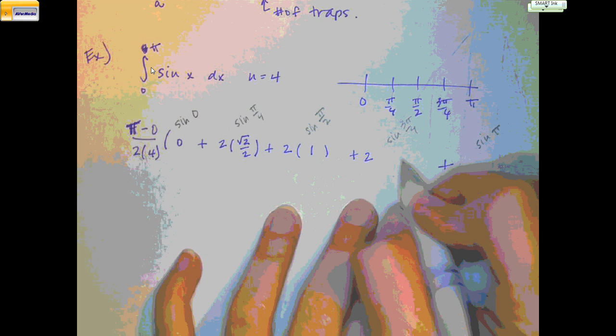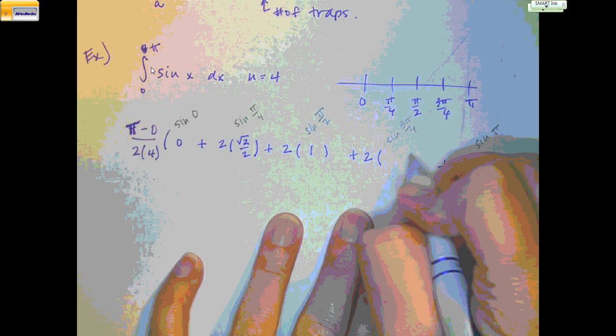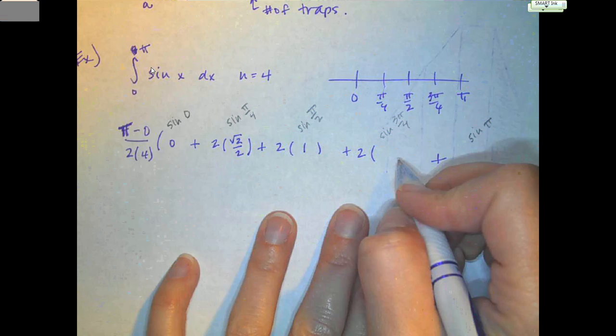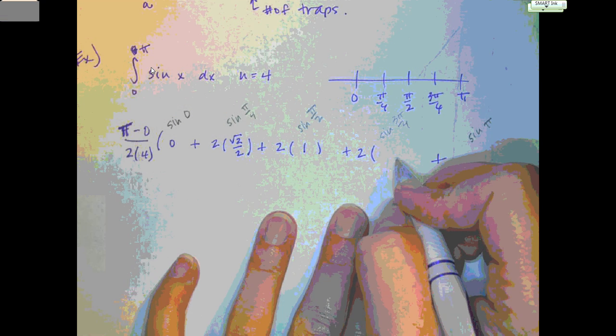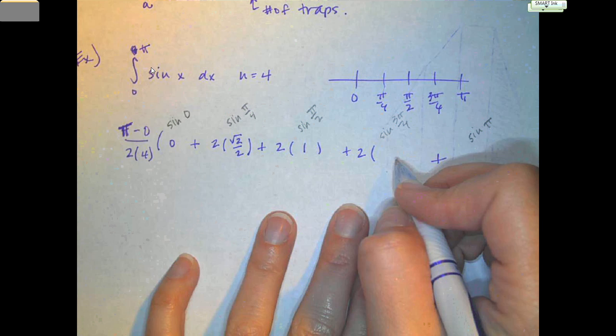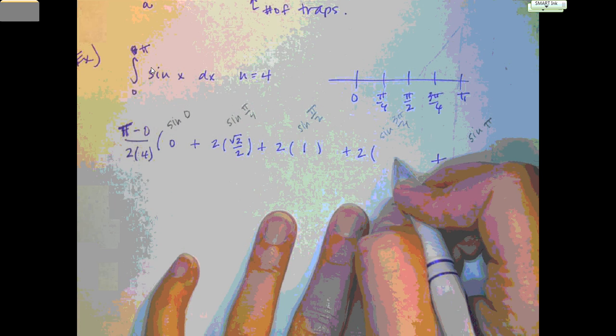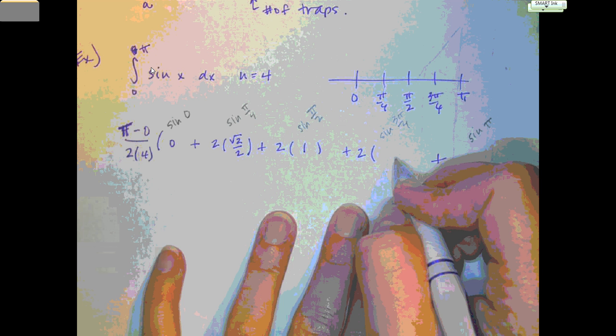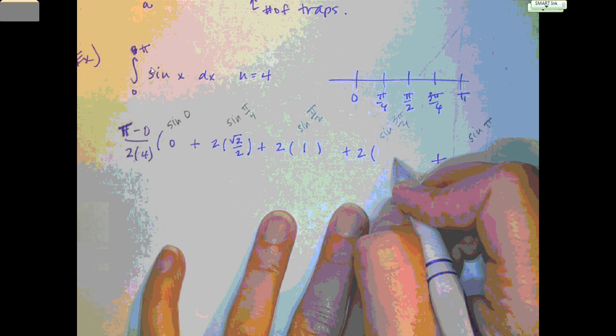What's sine of 3 pi over 4? Do you really know? Radical 2 over 2, is it positive or negative? Positive, because it's in the second quadrant.